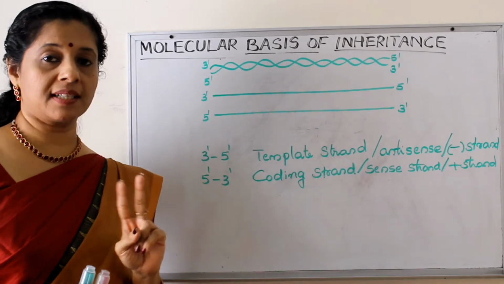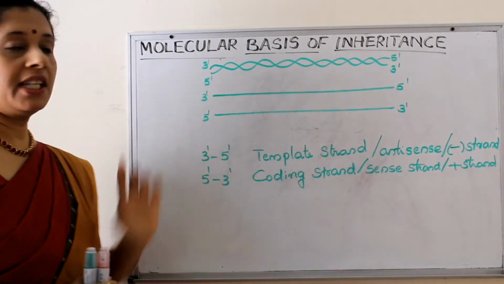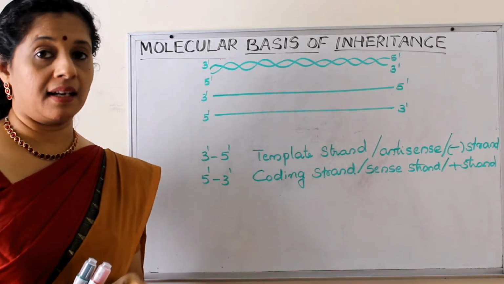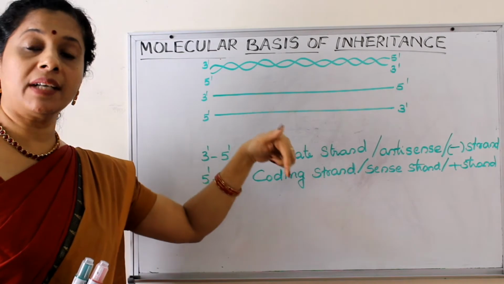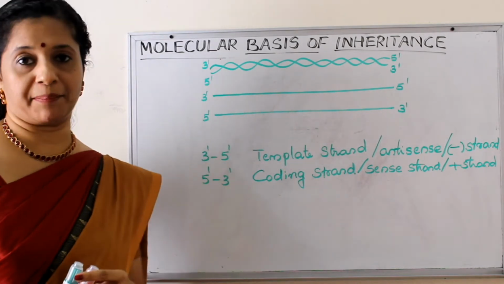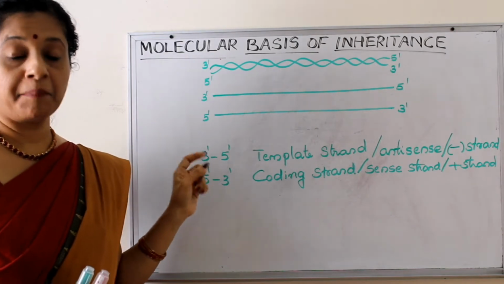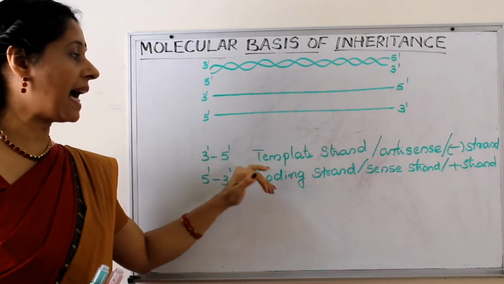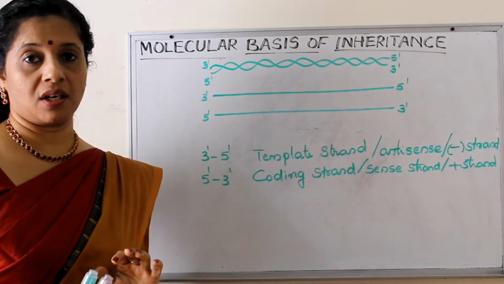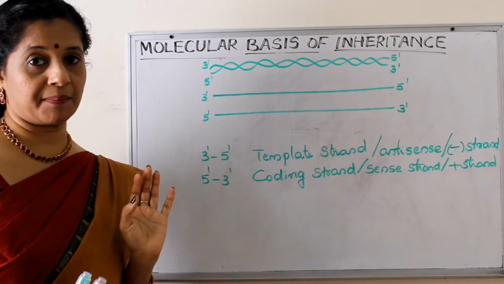DNA has two strands, but which one will get copied? Out of these two strands, they are anti-parallel. One is in the direction 3' to 5', the other has the polarity 5' to 3'. Whenever we consider a DNA, the strand with the polarity 3' to 5' acts as the template strand, otherwise called the anti-sense strand or minus strand.